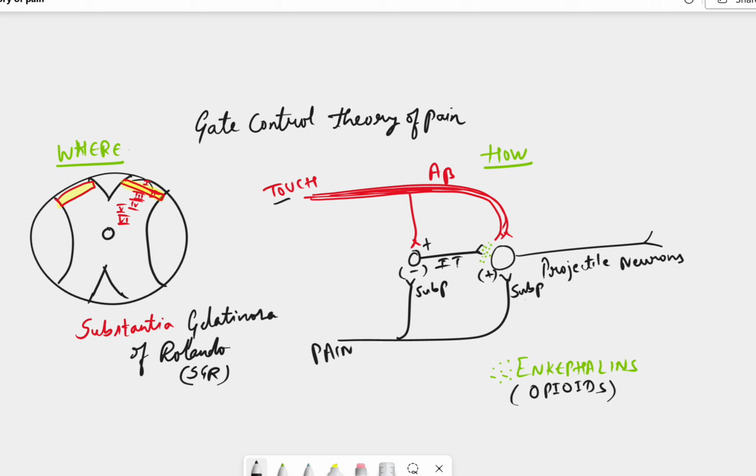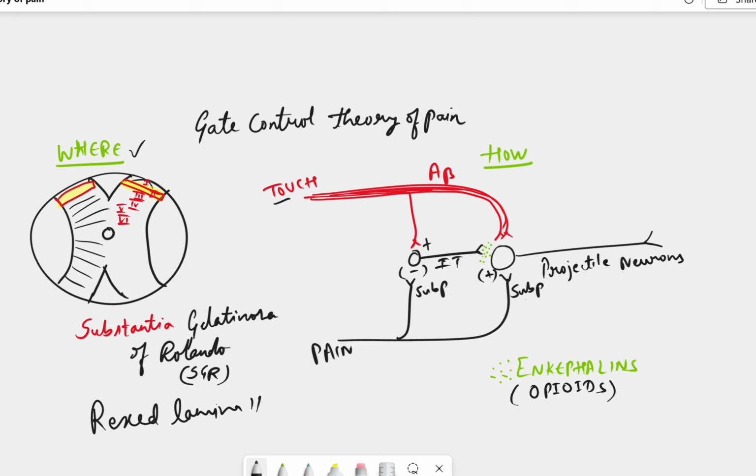First, the question is where exactly is this gate control theory of pain happening? Meaning, where exactly is this gate located? The first thing we need to learn is where it is happening, right? So, you all know the spinal cord is layered, and each layer is numbered. We call this the Rexed lamina, the layer number 2.